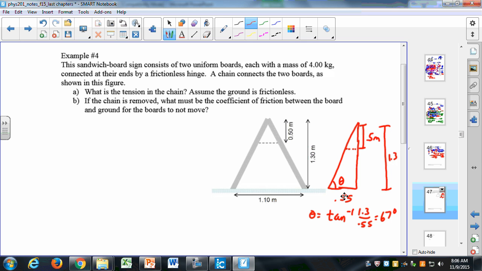And then I can also find this distance, which I'll need, on the hypotenuse. It is going to be the square root of 0.55 squared plus 1.3 squared. That distance is 1.4 meters.